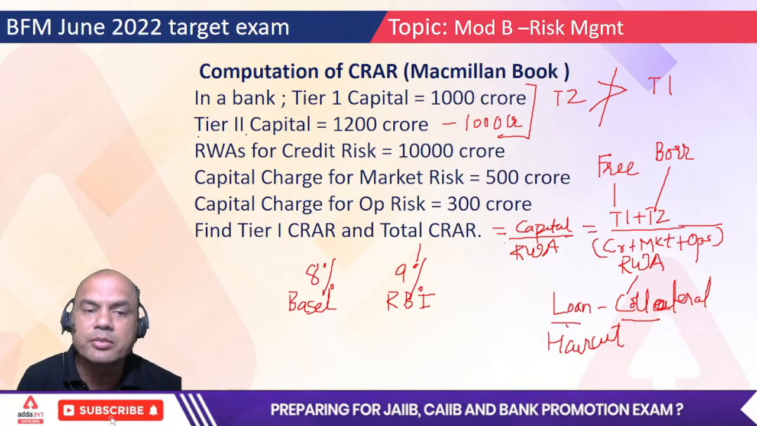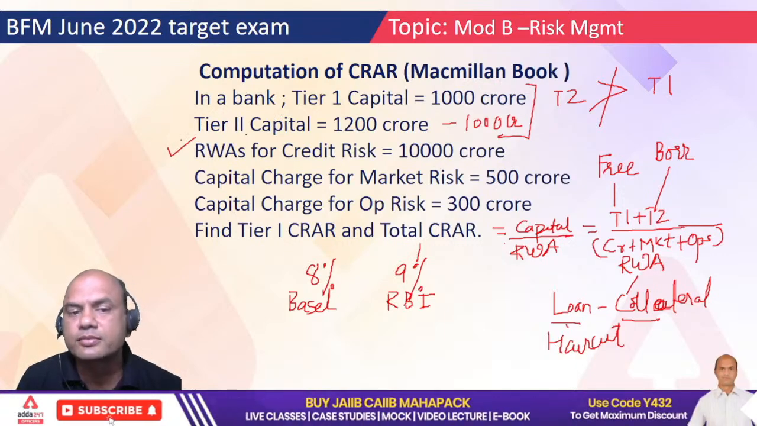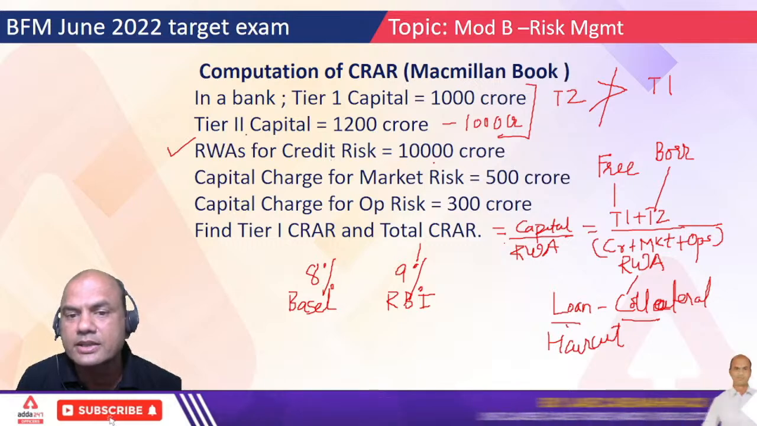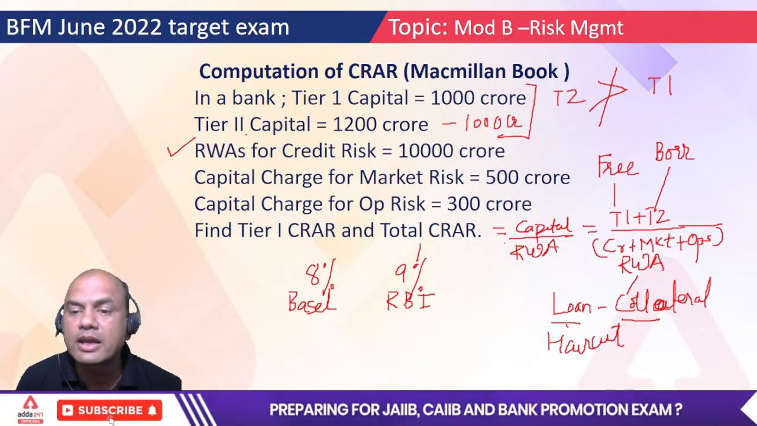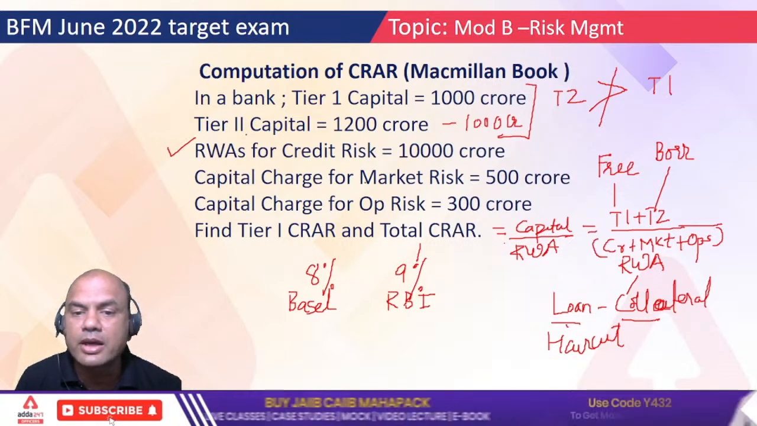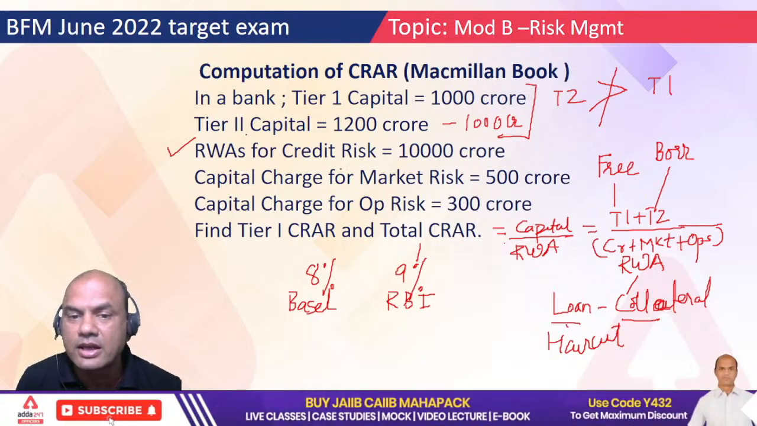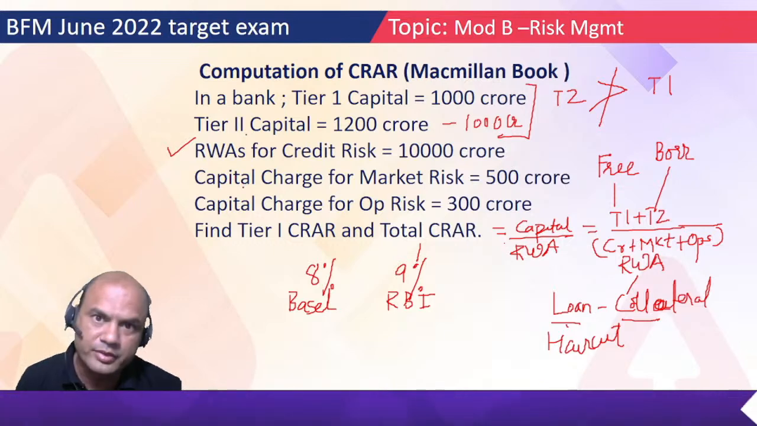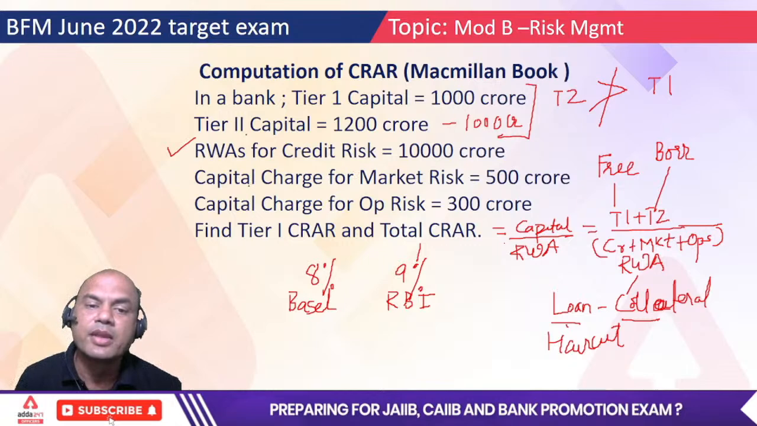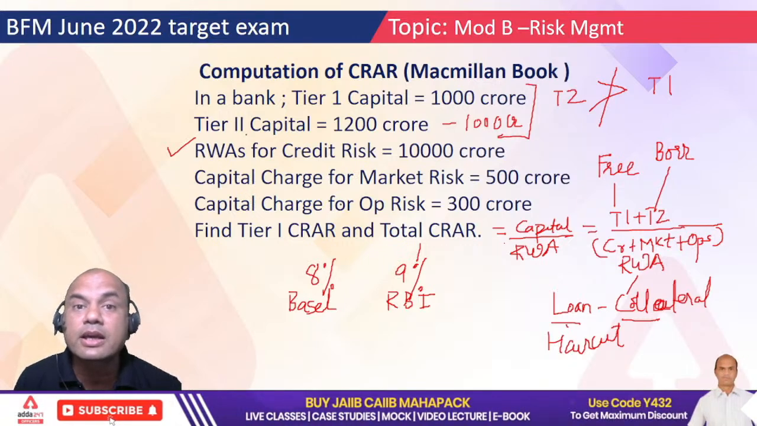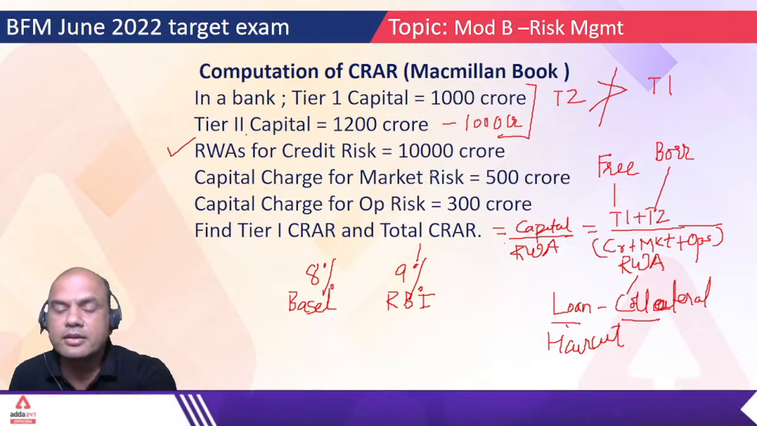So credit RWA I already know over here. RWA for credit risk is 10,000. It's already known. So what is remaining now? Market and ops. So capital charge for market risk is given, 500 crores. Whether RWA is given? No. Right? I want to find what? RWA for market risk. Similarly, I want to find RWA for ops risk. So let's find out these two.